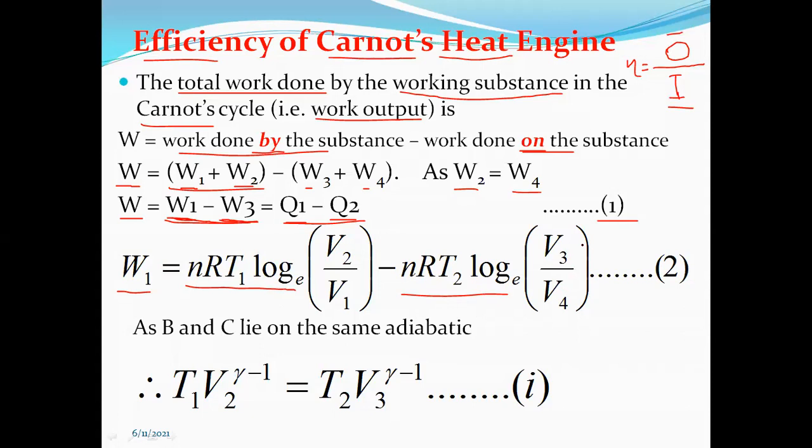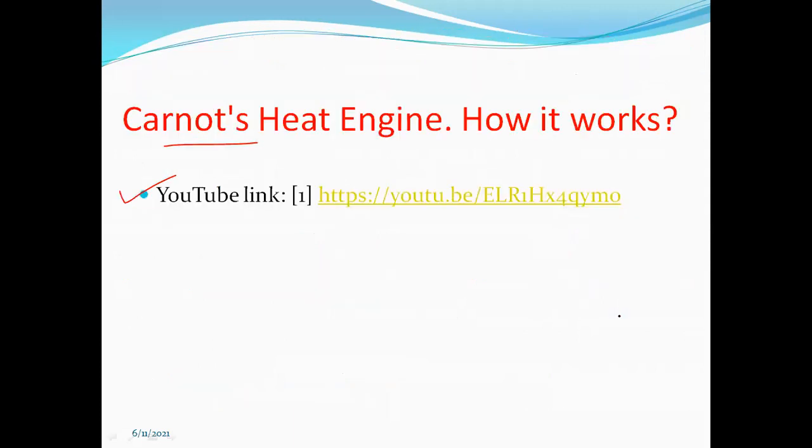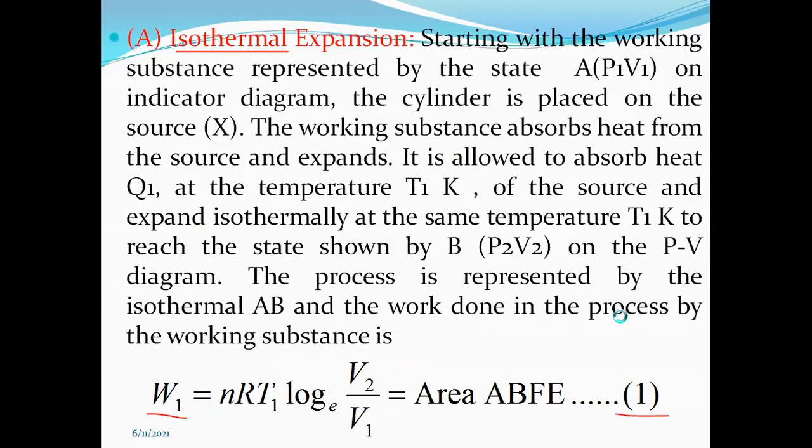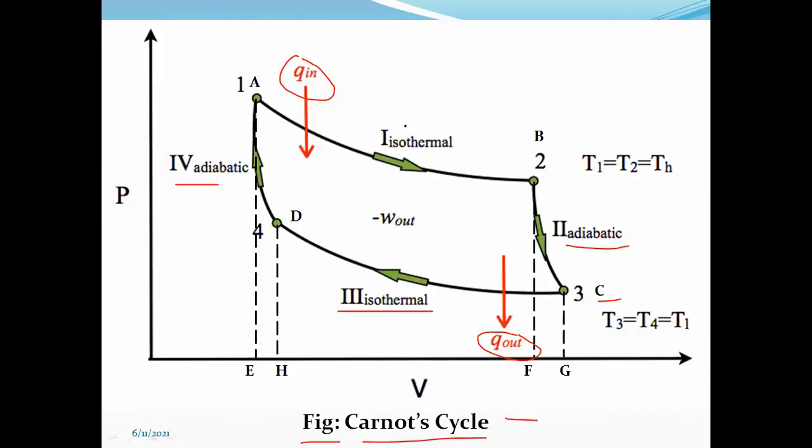But why have I written V3 divided by V4? Can you tell me the meaning of this? Why have I reversed this ratio? In the earlier case, in equation number 2, if you remember, I wrote V4 divided by V3, but here I have written V3 divided by V4. Why is this? The answer lies in the indicator diagram.